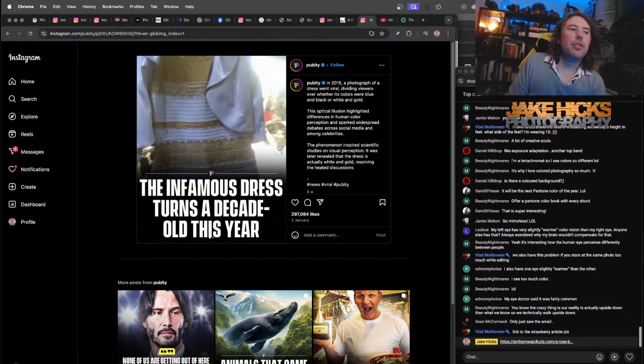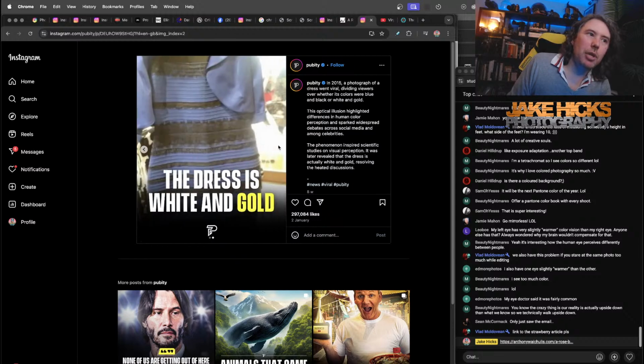So this is the classic, right? From years ago, I think it was like 2015. A photograph of a dress went viral, dividing viewers over whether the colors were blue and black or white and gold. The optical illusion highlighted differences in human color perception and sparked widespread debate across social media and among celebrities. I'm sure some of you remember this. Can you believe it's 10 years ago? That's wild. Essentially, this was a viral meme type thing at the time.